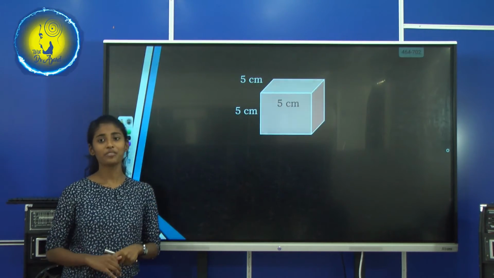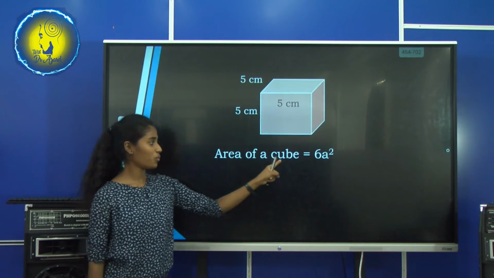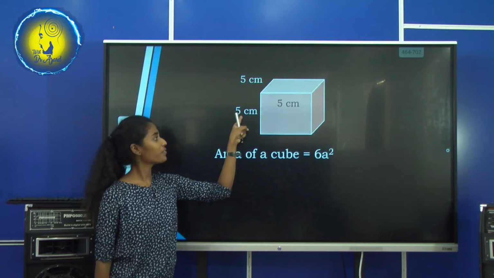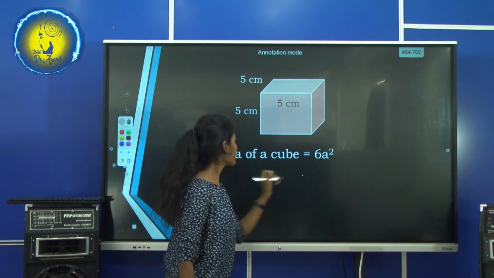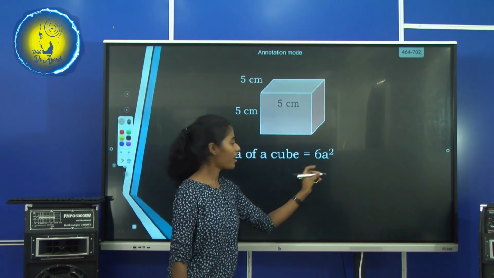Now we are going to find the area of a cube. Area of a cube equals 6a squared. What is the length of each side? 5 centimeters. So we can write 6a squared. How much?